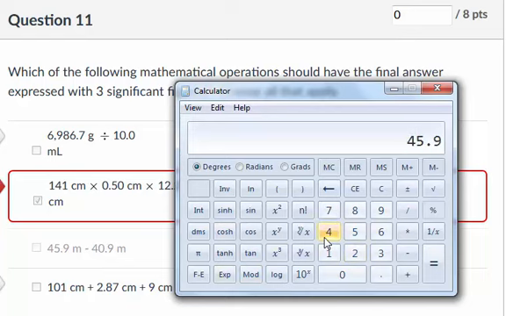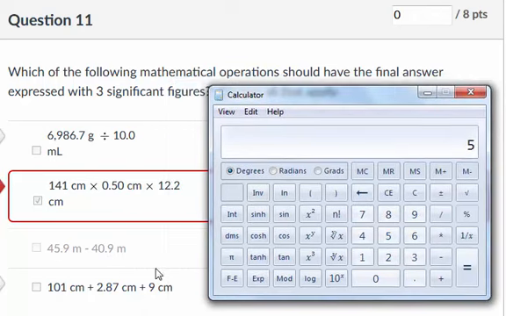45.9 minus 40.9. It's 5, but our calculator doesn't tell it to us in correct sig figs. The right answer would be 5.0, since each value has one place value after the decimal point. So this answer would only have 2 sig figs.